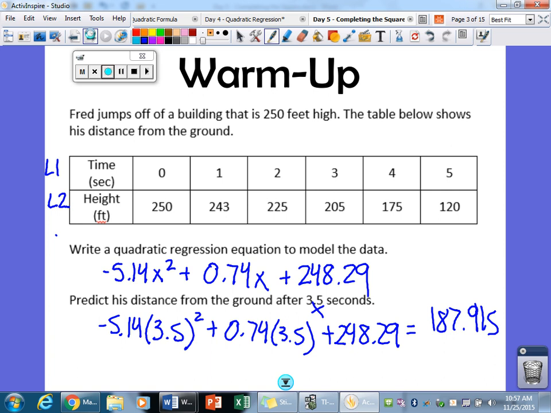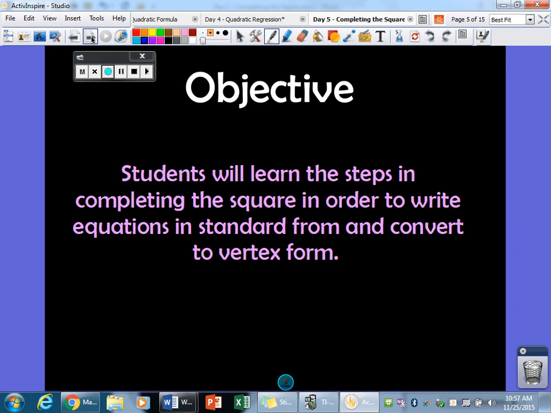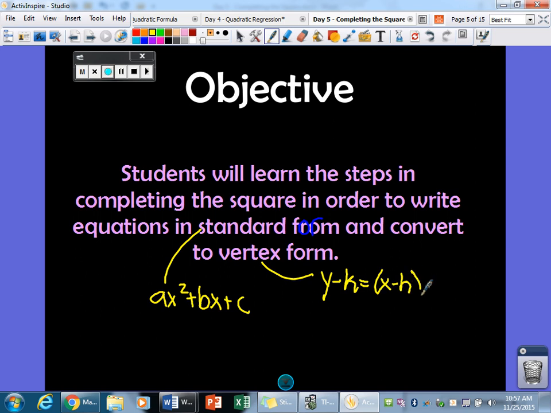So there's your warm-up. Again, here is your objective. You have a spot for it on your paper. Students will learn the steps in completing the square in order to write equations in standard form. Whoops, not from. Form. And convert to vertex form. Remember our differences. Standard is ax squared plus bx plus c, and vertex form is y minus k equals x minus h squared.